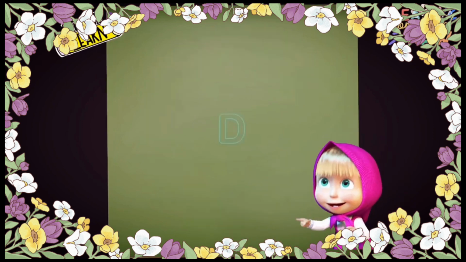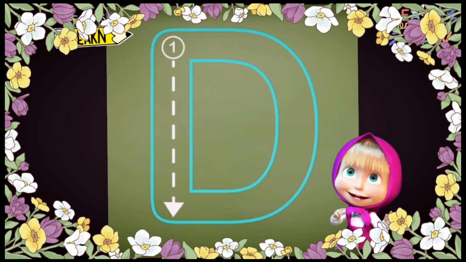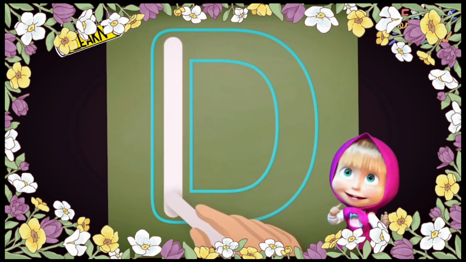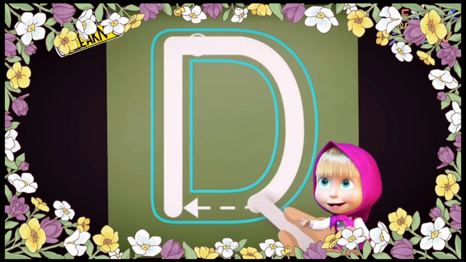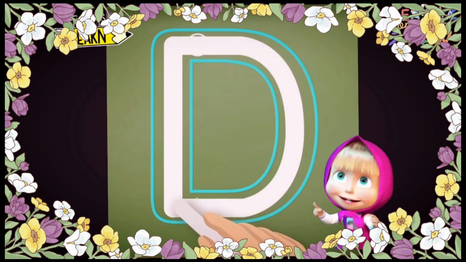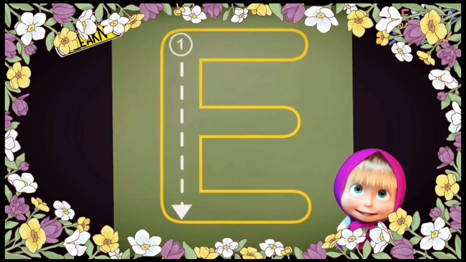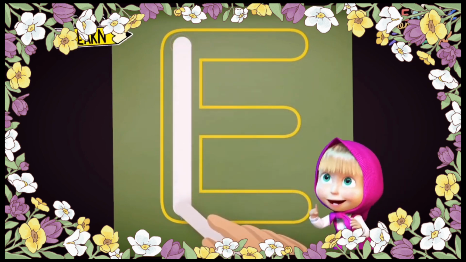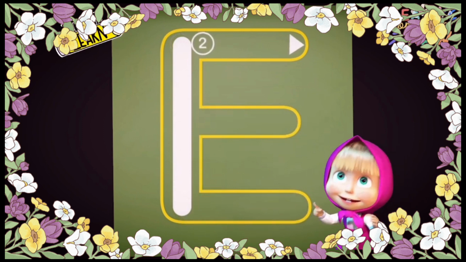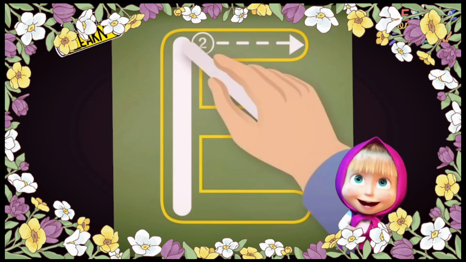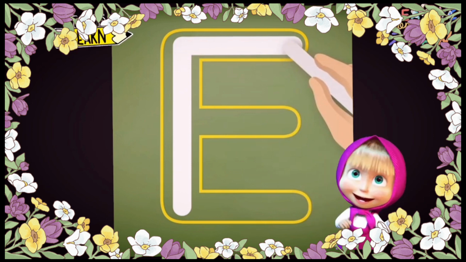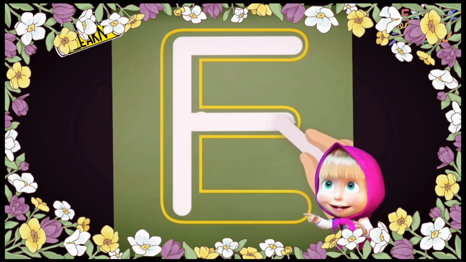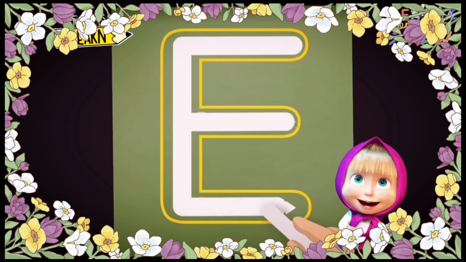C is for D. Pull down. Go back to the top and around. E. Pull down. Across at the top. Across in the middle. And across at the bottom.